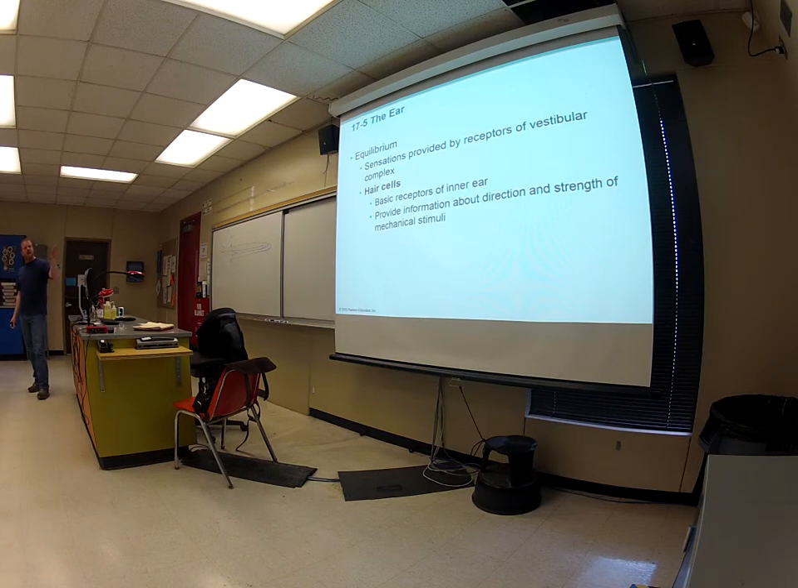Equilibrium, sensation provided by receptors of the vestibular complex. Hair cells, basic receptors of the inner ear, provide information about direction and strength of mechanical stimuli. So if we have a hair sticking up like this, you have to think how we will get any type of stimuli out of that. Well, think about it this way. If we bend the hairs this way, we can send a signal. This way we can send a signal, and this way we can send a signal. So any way we can bend those hairs, we can actually send a signal. And that signal will go to the brain saying we're leaning that way or we're leaning this way.